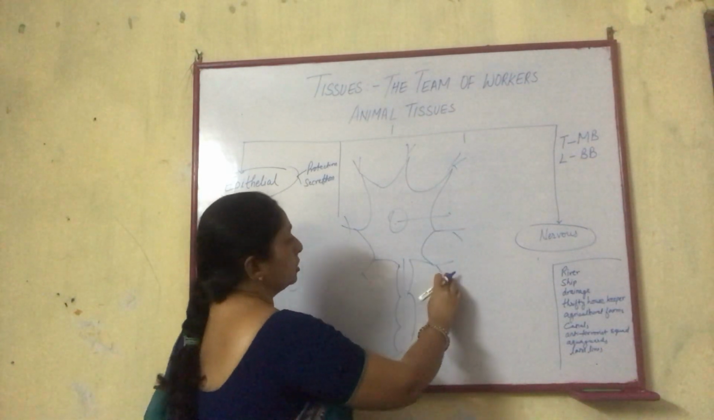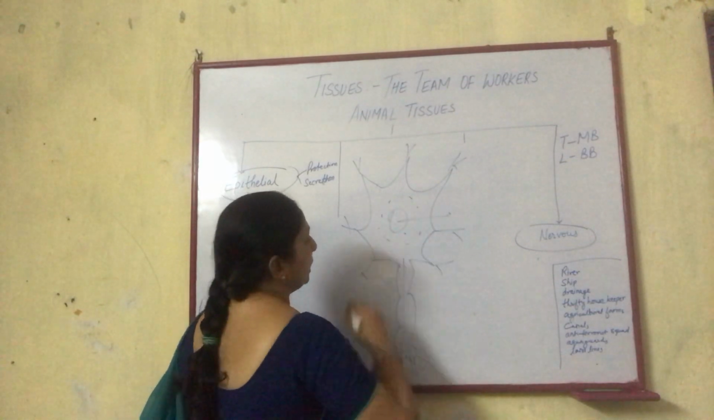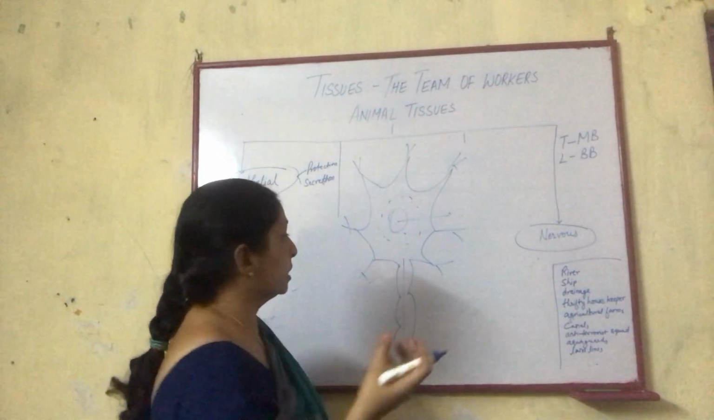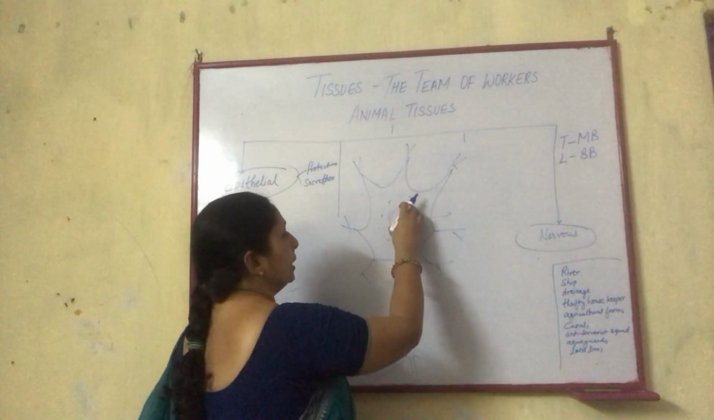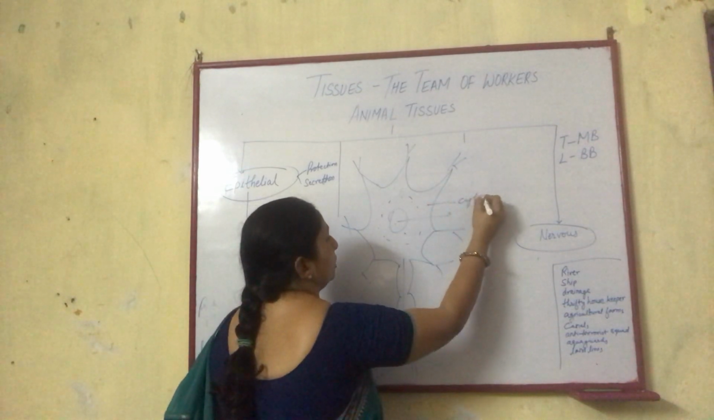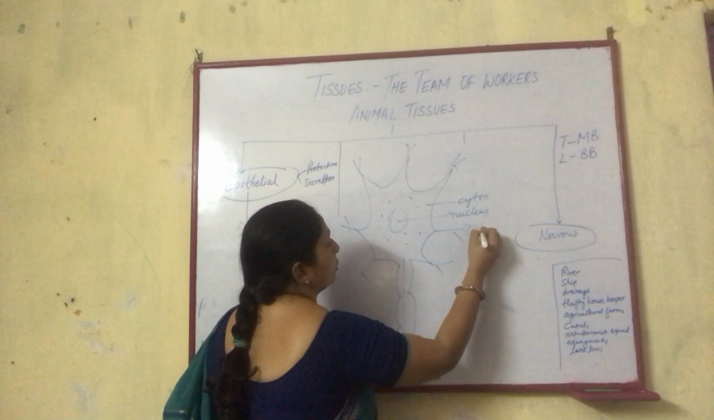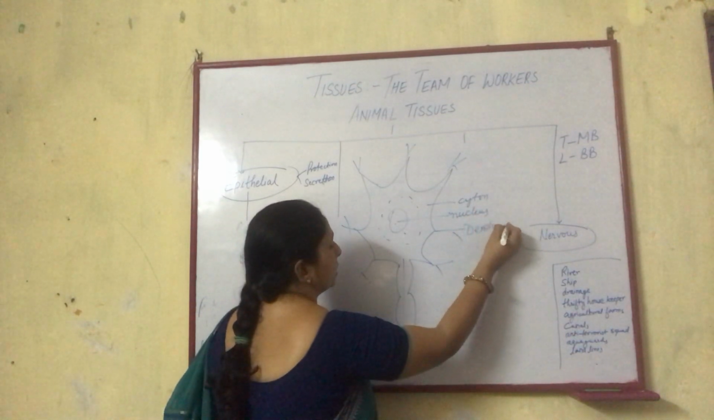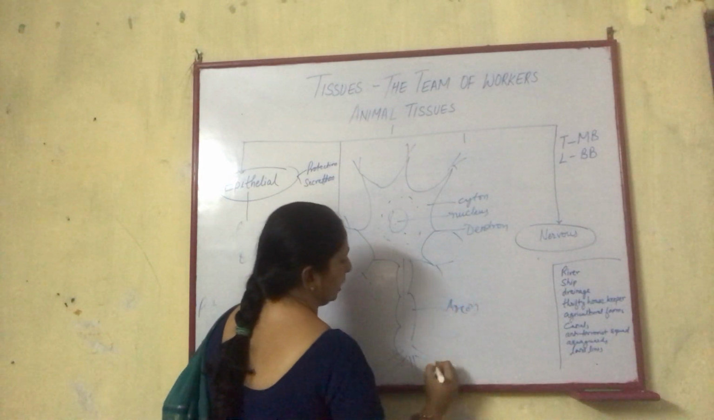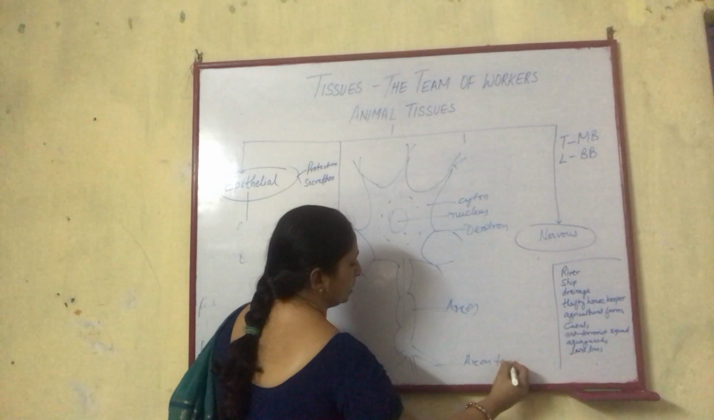These are the dendrons or dendrites. This is the cyton or perikaryon. Peri means outside, karyon is the nucleus. So outside the nucleus, perikaryon is the cyton. This one is cyton. This is nucleus. This is dendron or dendrite. This one is axon and axon terminals.